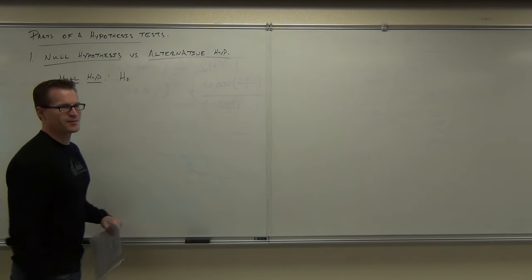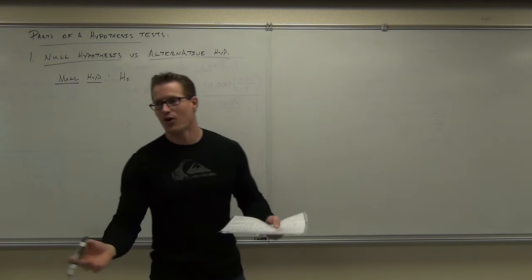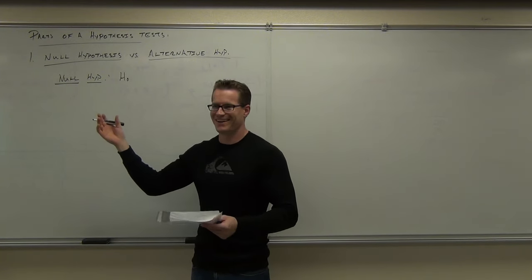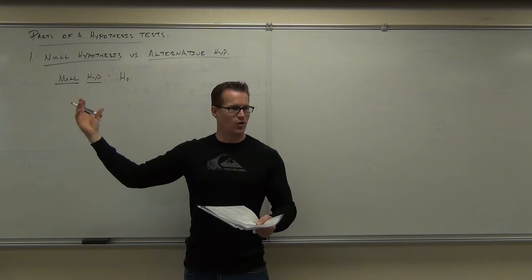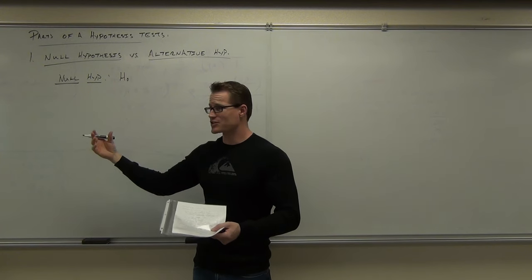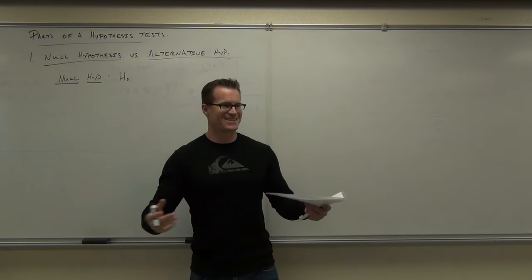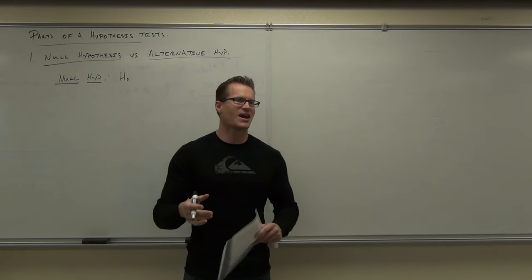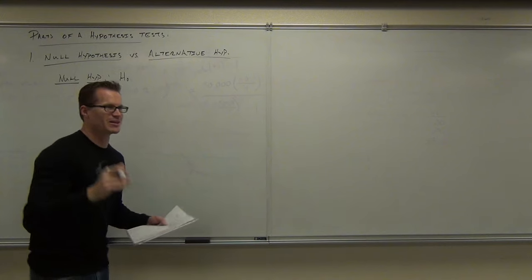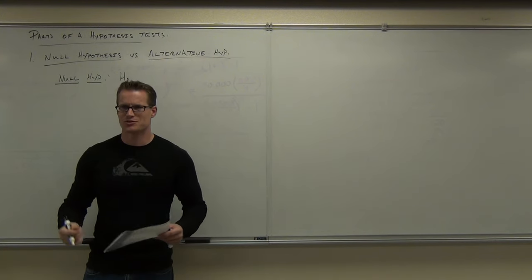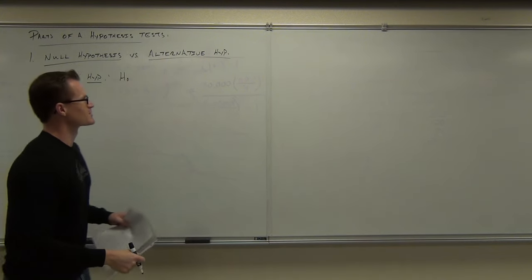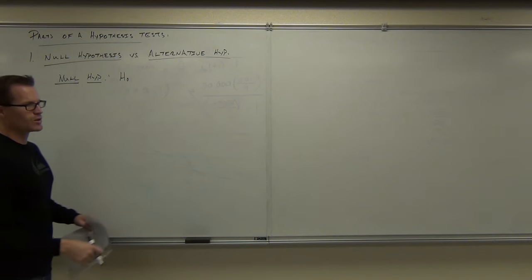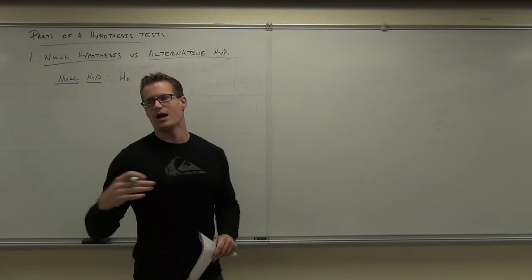We don't say ho. Some classes do. They say ho and ha, because it's funny. Ho for the null, and then the alternative has a little A, so ho, ho, ha, ha. We're going to do H sub 0 and H sub 1, the null hypothesis and the alternative hypothesis. That just seems a little bit less funny and more serious, so we can act like serious statistics students. But this is how you write it. It's denoted H sub 0. It stands for the null hypothesis.